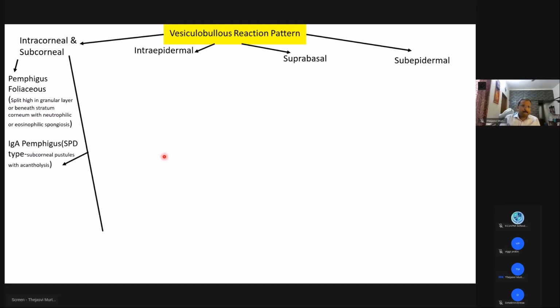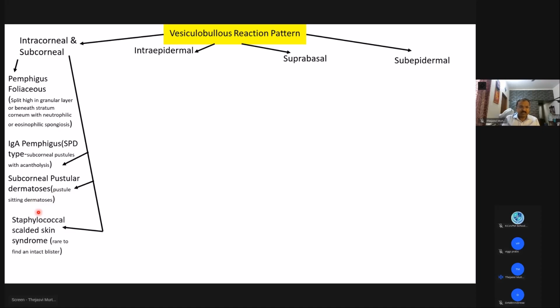Furthermore, intracorneal and subcorneal, there is IgA pemphigus. Then the subcorneal pustular dermatosis type, with subcorneal pustules and acantholysis. It is also called pustule sitting dermatosis because there is no epidermal indentation. Next, you have staphylococcal scalded skin syndrome, where it is rare to find an intact blister. Usually the epidermis will be peeled off with a neutrophilic exudate. So these all come under the category of intracorneal and subcorneal bulla.